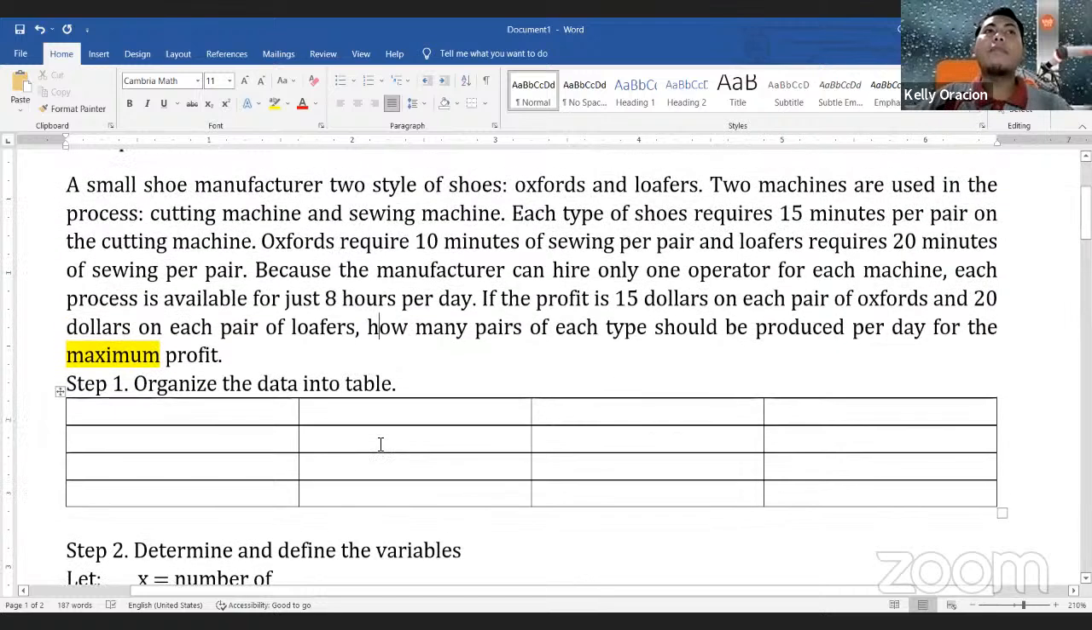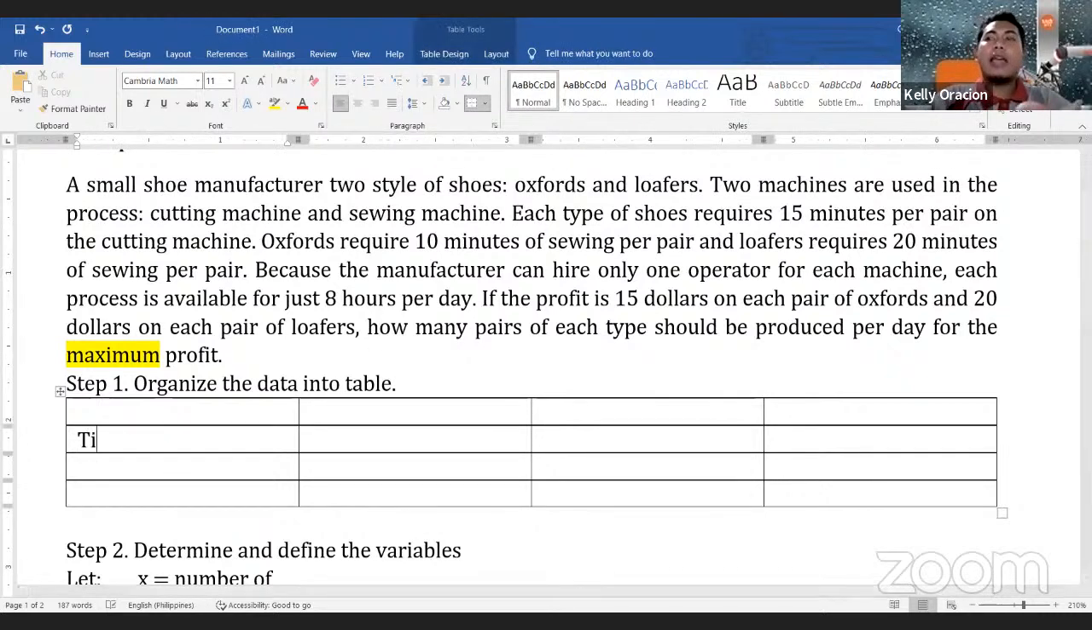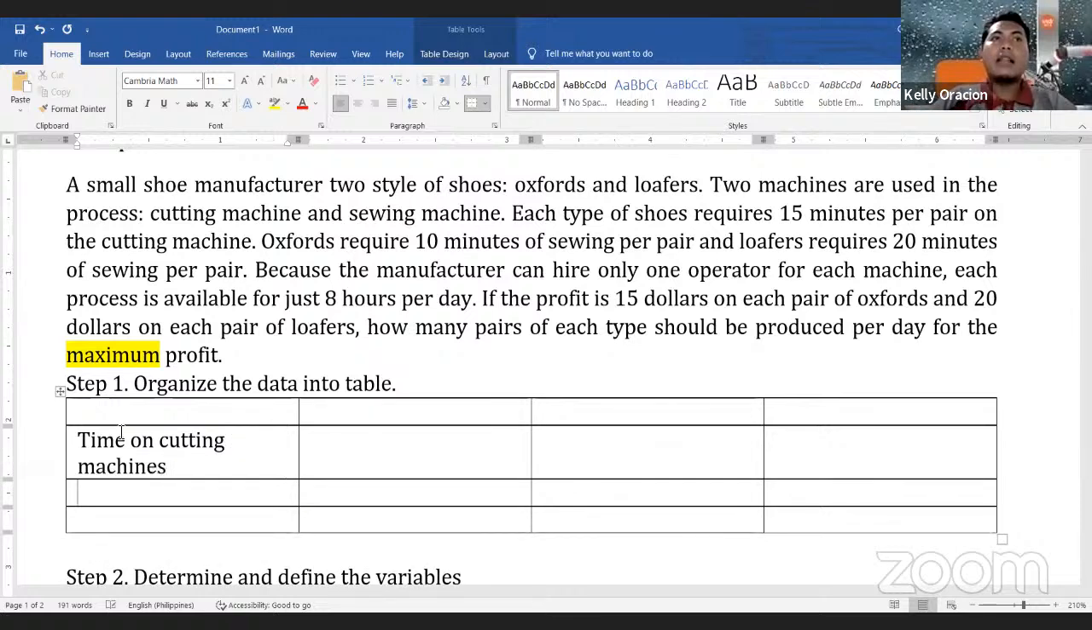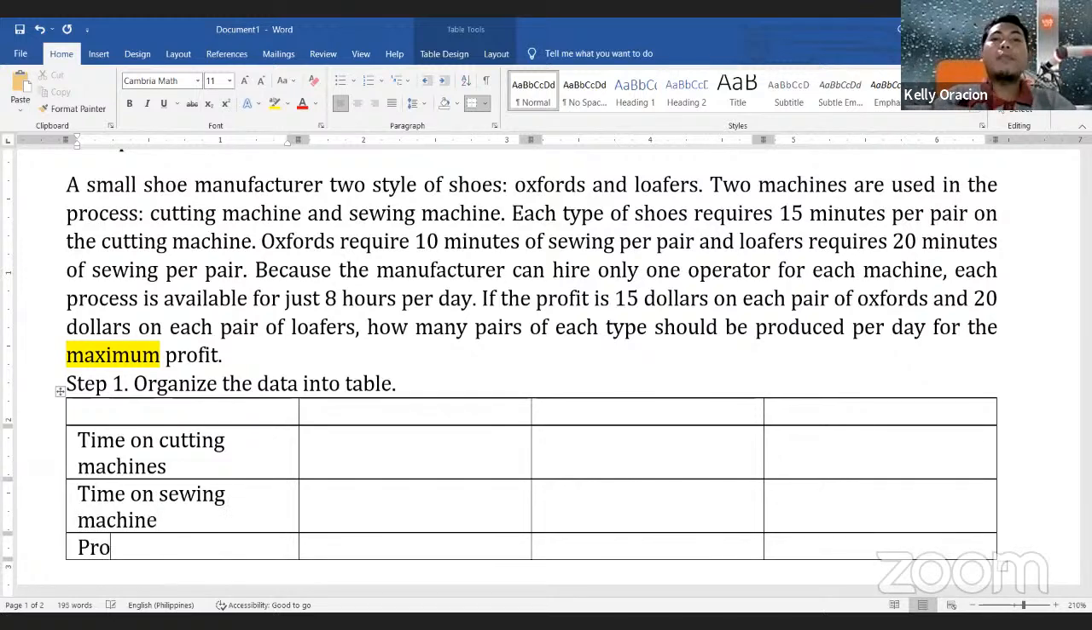For step 1, we are going to organize the data by creating a table based on the data given. Let's have the time on the cutting machine. There are two machines, so the time on the cutting machine, and below it the time on the sewing machine. And at the bottom, it's the profit.